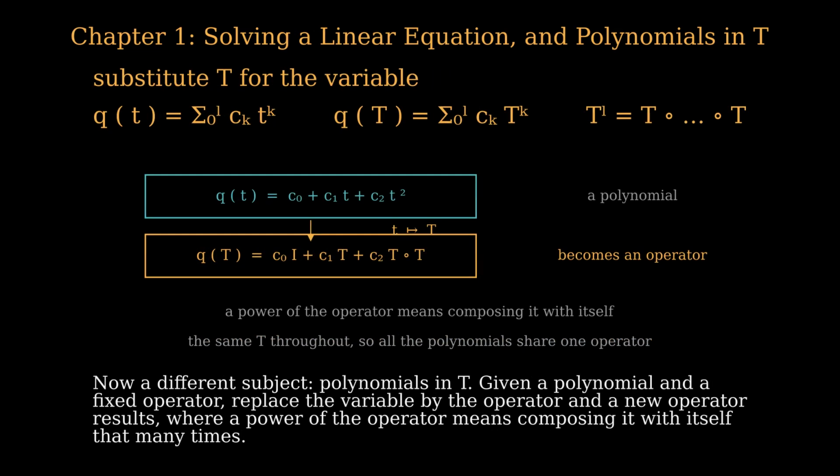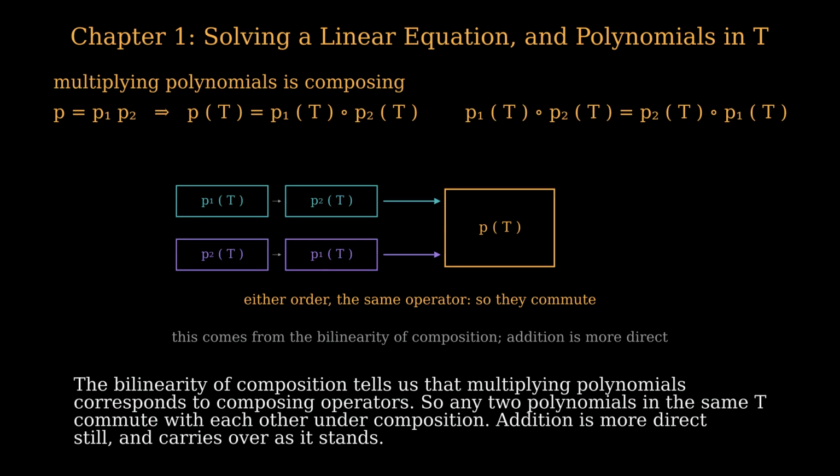Now a different subject, polynomials in T. Given a polynomial and a fixed operator, replace the variable by the operator and a new operator results, where a power of the operator means composing it with itself that many times. The bilinearity of composition tells us that multiplying polynomials corresponds to composing operators. So any two polynomials in the same T commute with each other under composition.